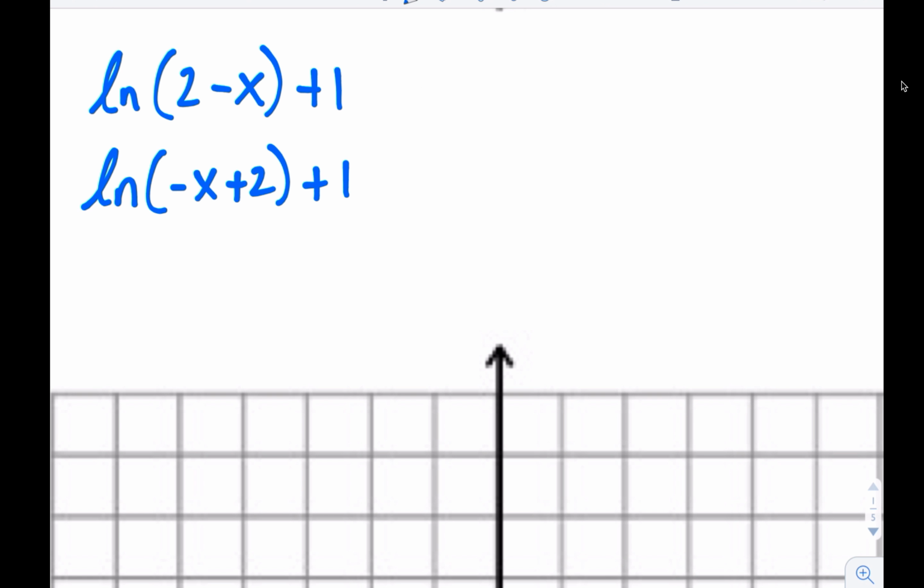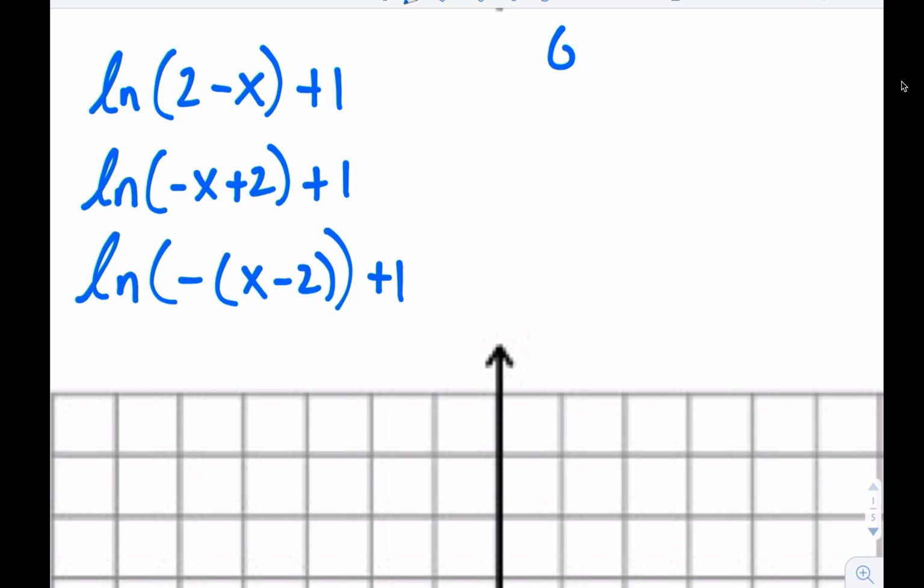And then what I'm going to do is factor away the negative sign so I know exactly what my shift is. So if I do that, I'm going to take out the negative. That's going to make it x minus 2 on the inside. All right, so again, this is another log graph, another growth, because the base is e now.